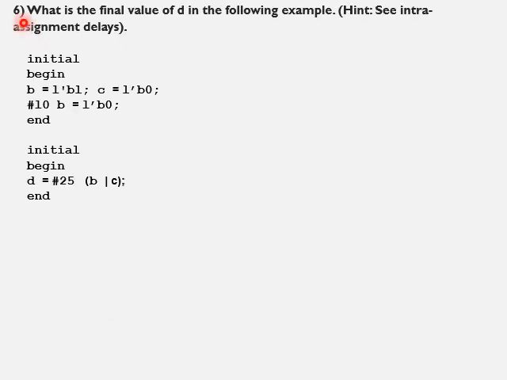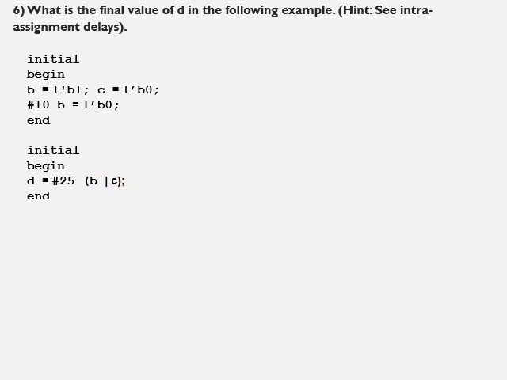Next question. What is the final value of D in the following example? Hint is given, see intra-assignment delays. So this is an interesting question. Here you have two initial blocks. In one initial block we are initializing at time t equal to 0, B as 1 and C as 0. And after a delay of 10 time units we again assign 0 to B. In the next initial block we have D equal to #25, B or C.